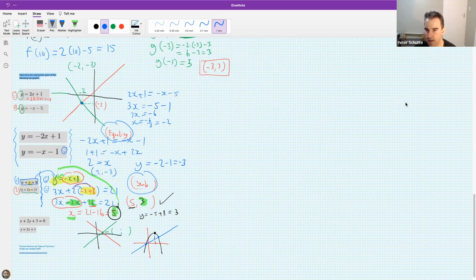Would this be the same if you were to use simultaneous equations? Yes, this is simultaneous equations. All of this is simultaneous equations.